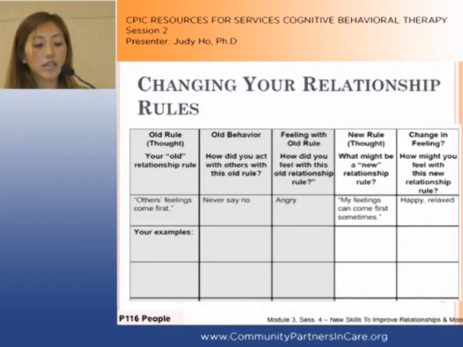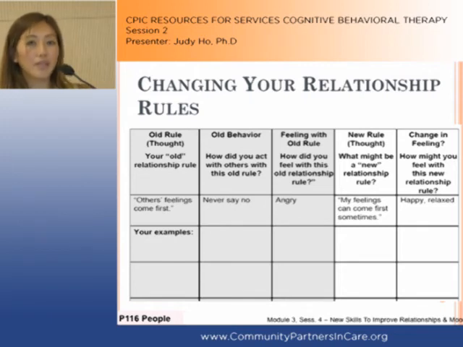On this worksheet, you have the client write down their old rule. What is their old relationship rule? So maybe their rule is other people's feelings come first. And what are some old behaviors they used to do to interact with others using this rule? So maybe the client would say something like, well, I never said no. I always put other people's needs before mine, so I never got what I wanted.